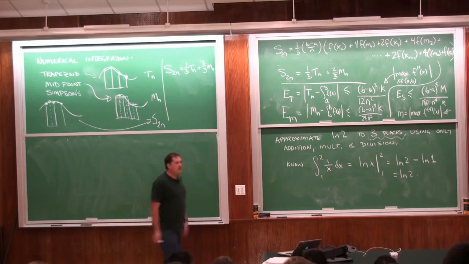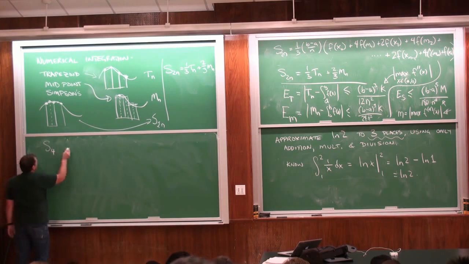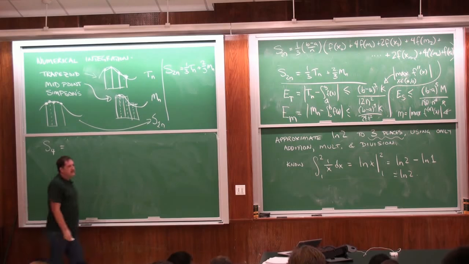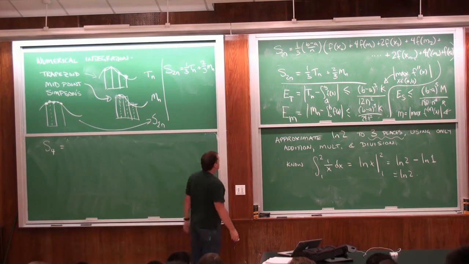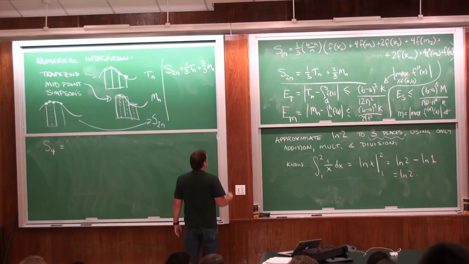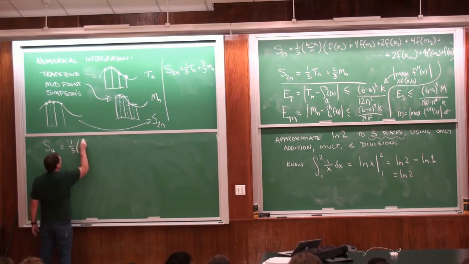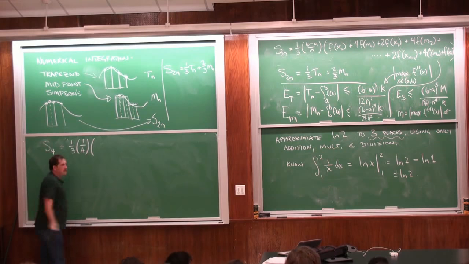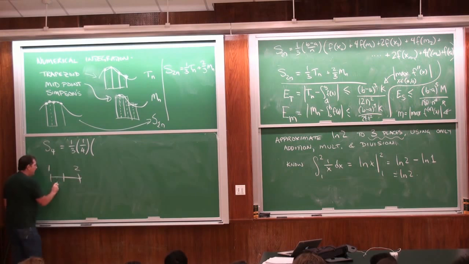Okay, so we do n equals 4. So for Simpson's rule with 4, I'm going from A to B. That means the width of each of my rectangles is 1/4. So I have 1/3 times 1/4. And I'm going, remember, from 1 to 2. And I'm going to find 4 points between 1 and 2.